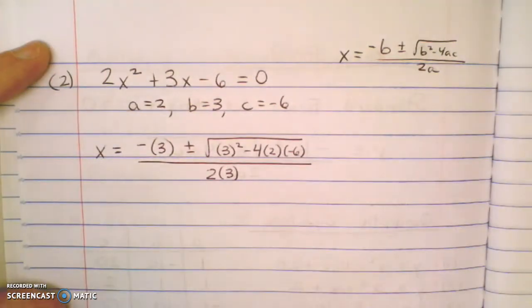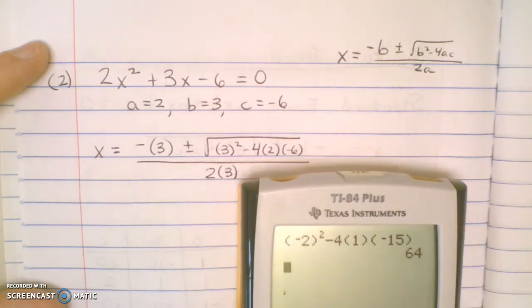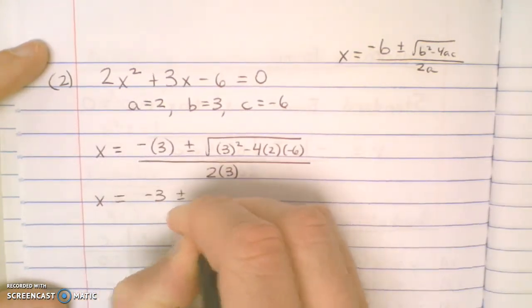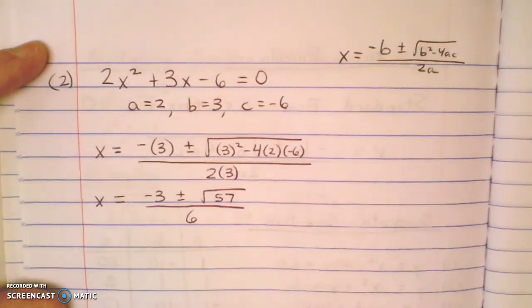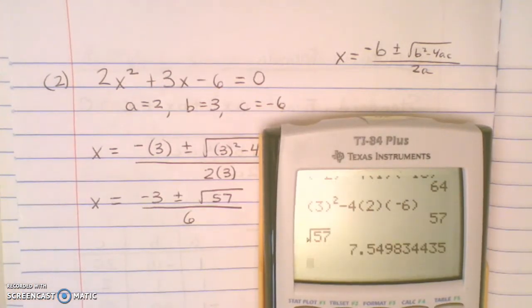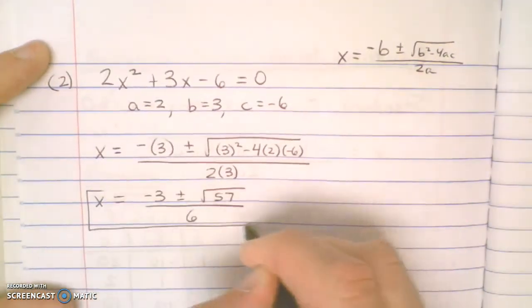So I'm going to do the same thing I did with the problem before. I'm just going to type in what's underneath the square root. So I have 3 squared minus 4 times a times c. This gives me 57. So x equals negative 3 plus or minus the square root of 57 all over 6. For this problem, if I can't square root that number, 57, which I cannot, because it doesn't give me a nice number, I'm actually done. So these are actually easier problems because you can stop right here. This is your solution.